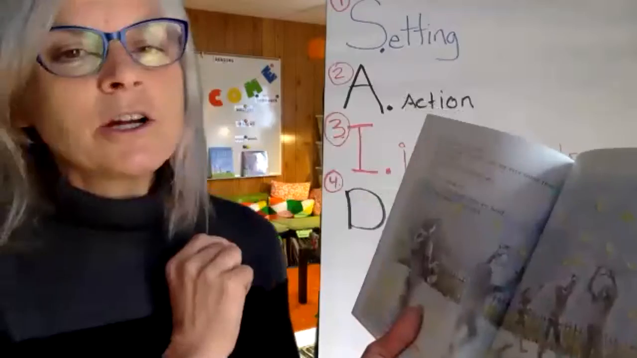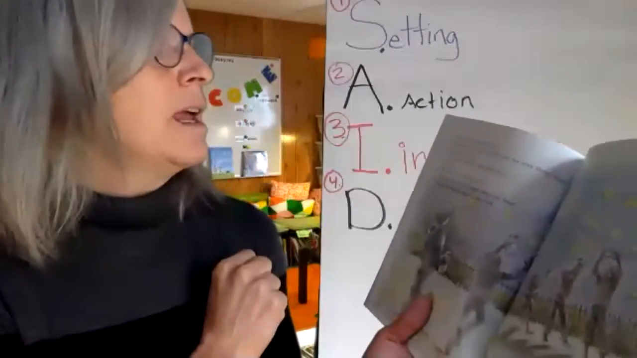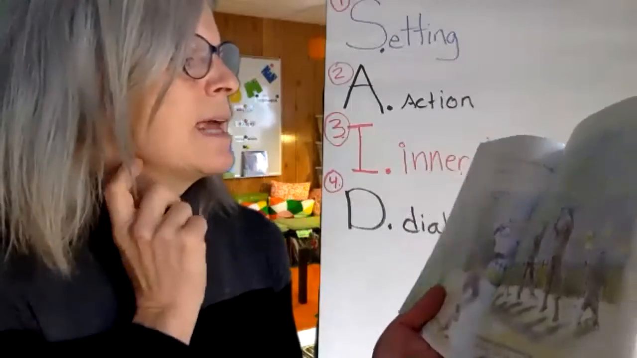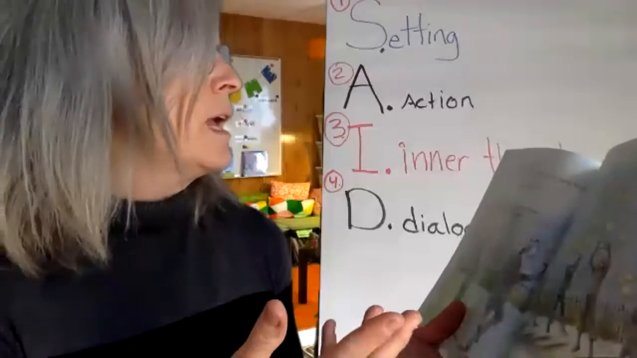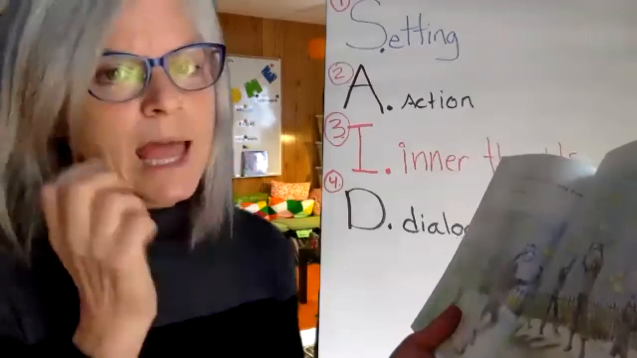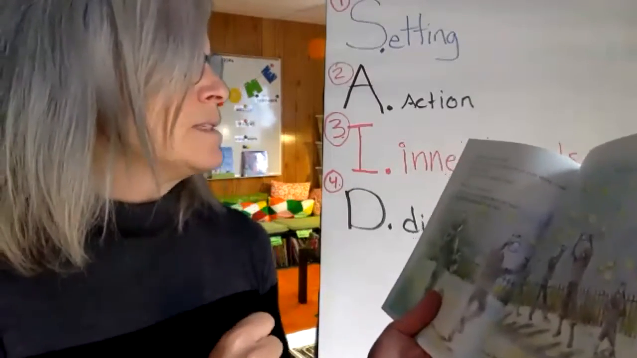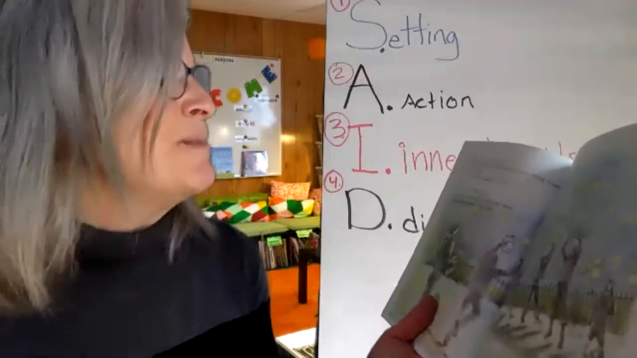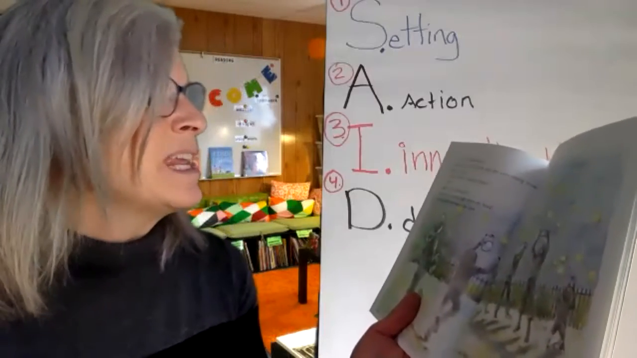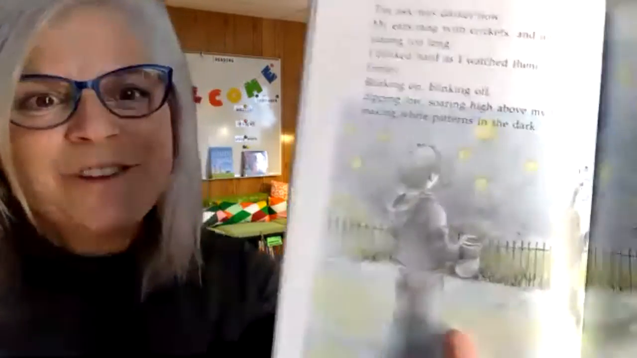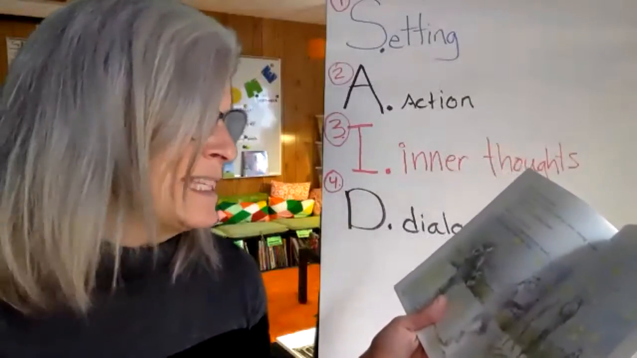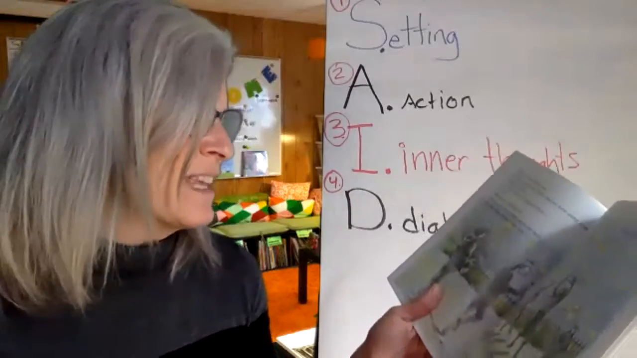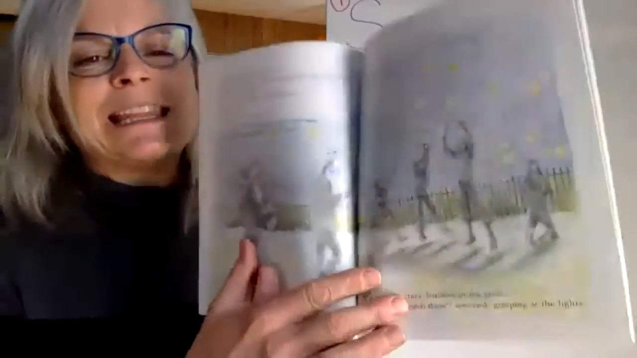"The sky was darker now." There's our setting. "My ears rang with crickets and my eyes stung from staring too long." There's our action. "I blinked hard as I watched them. Fireflies, blinking on, blinking off, dipping low, soaring high above my head, making white patterns in the dark." Ooh, I've seen fireflies once. They seem like a miracle to me. "We ran like crazy, barefoot in the grass. 'Catch them,' we cried, grasping at the lights."